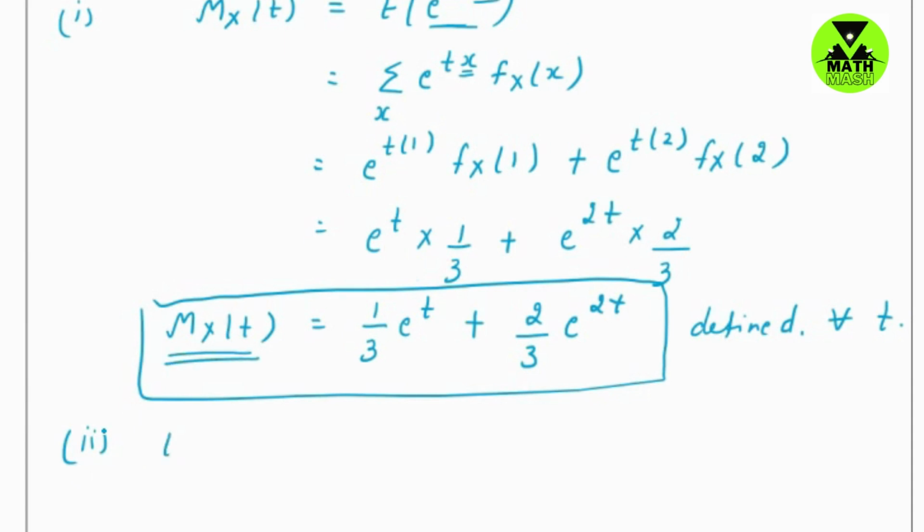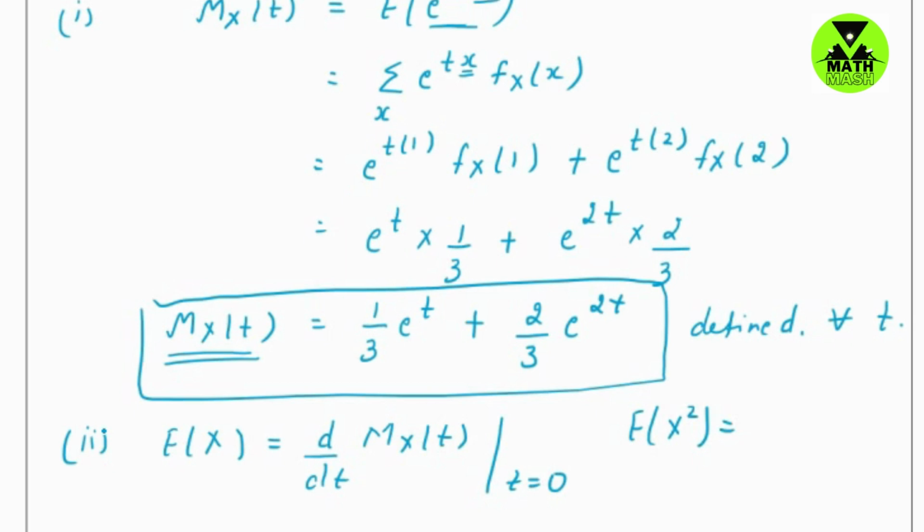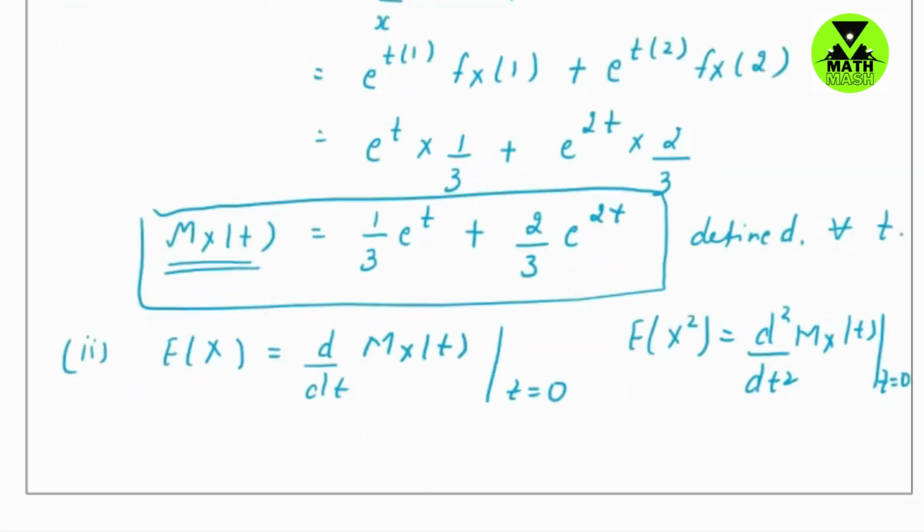So expected value of x is found by differentiating the moment generating function one time, that is M_X(t), and then plugging in t equals 0. If we need to find the expected value of x square, then differentiate the moment generating function two times and then plug in t equals 0. So first we compute the expected value of x.